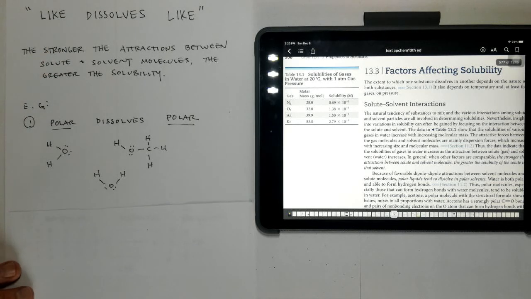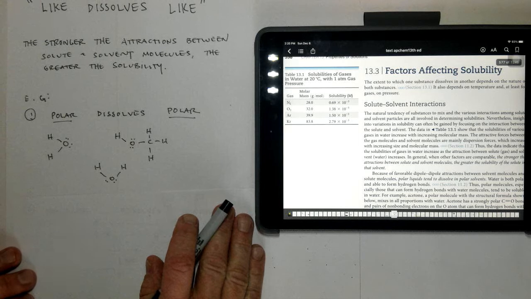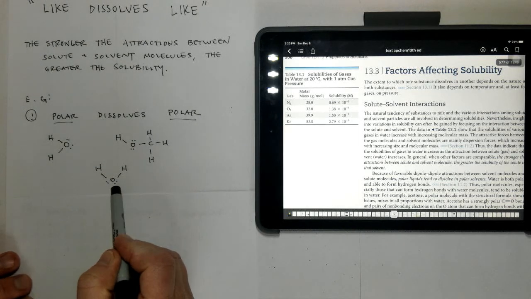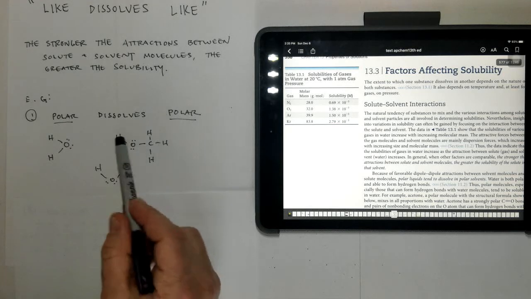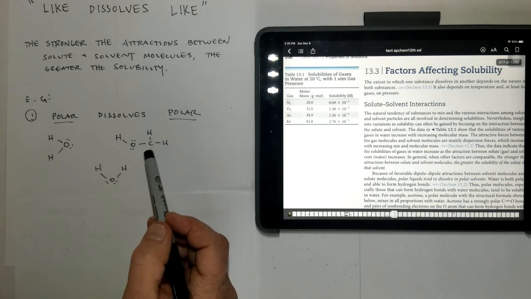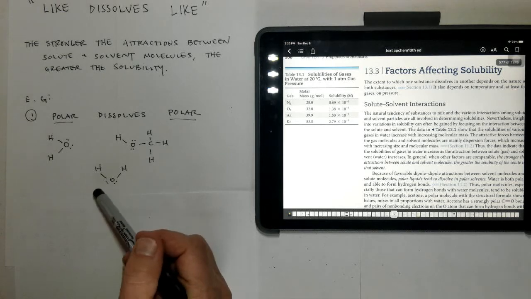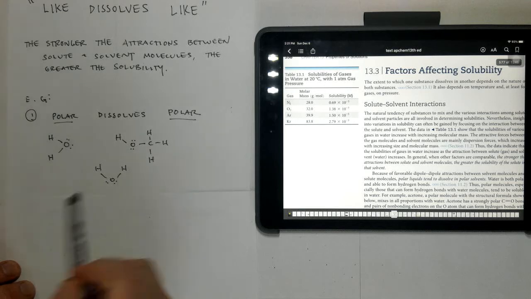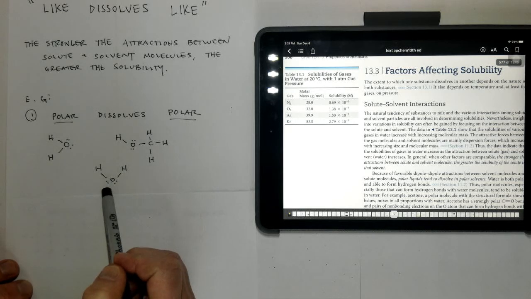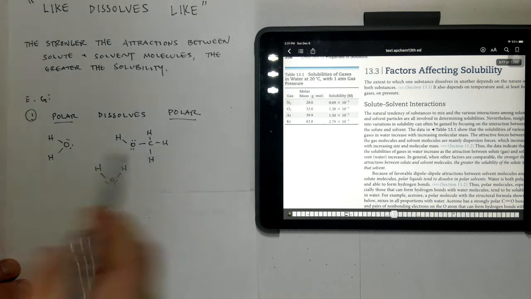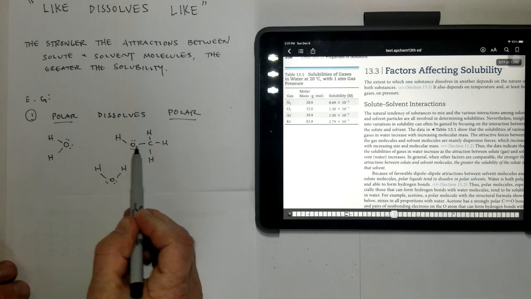So here's the first example. Polar dissolves polar. Here's a water molecule, draw that guy. Here's another water molecule, draw this guy. And then this is a methanol, a 1-carbon alcohol. And you can see that this guy right here has hydrogen bonding because it's got an H connected to F, O, or N. Water always has hydrogen bonding because it's got an H connected to F, O, or N. And this one right here has an H connected to an F, O, or N as well.